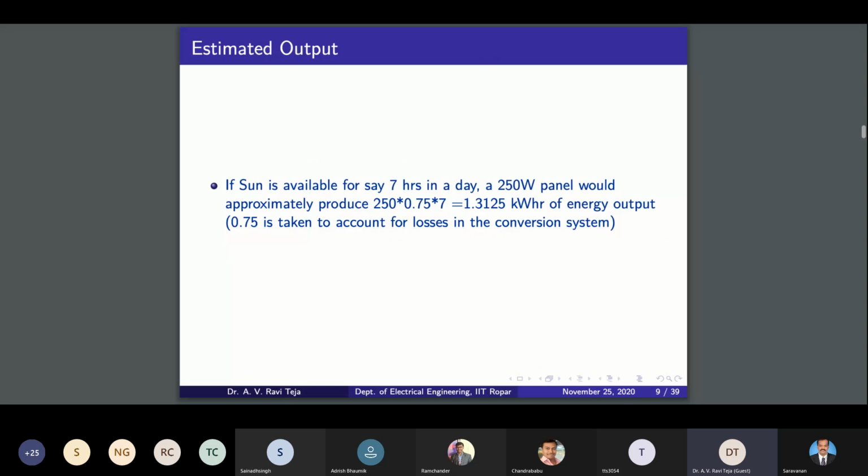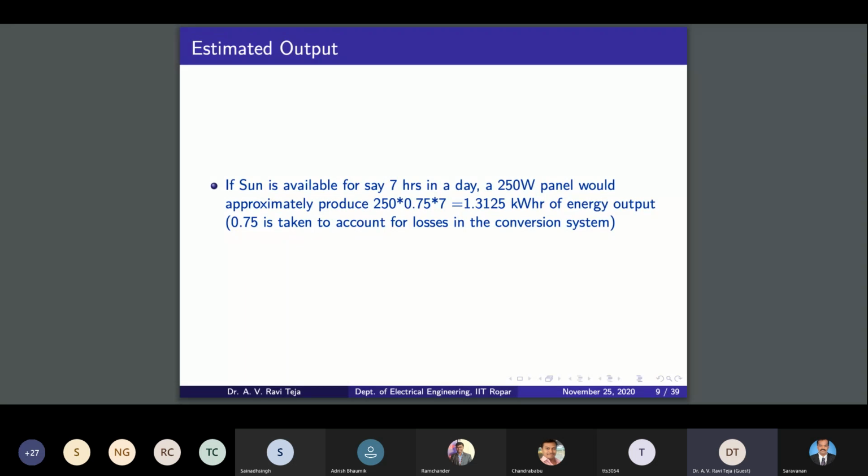estimated power output. Suppose the sun is available on average for 7 hours in a day at a particular location. If I have a 250 watt panel, I would approximately get 250 into 0.75. 0.75 means all throughout the day you will not get 250 watt. You will get sometimes less, sometimes more, and you have to account for losses also in the conversion system, because solar panel output is basically DC and your grid requirement is AC, alternating current.